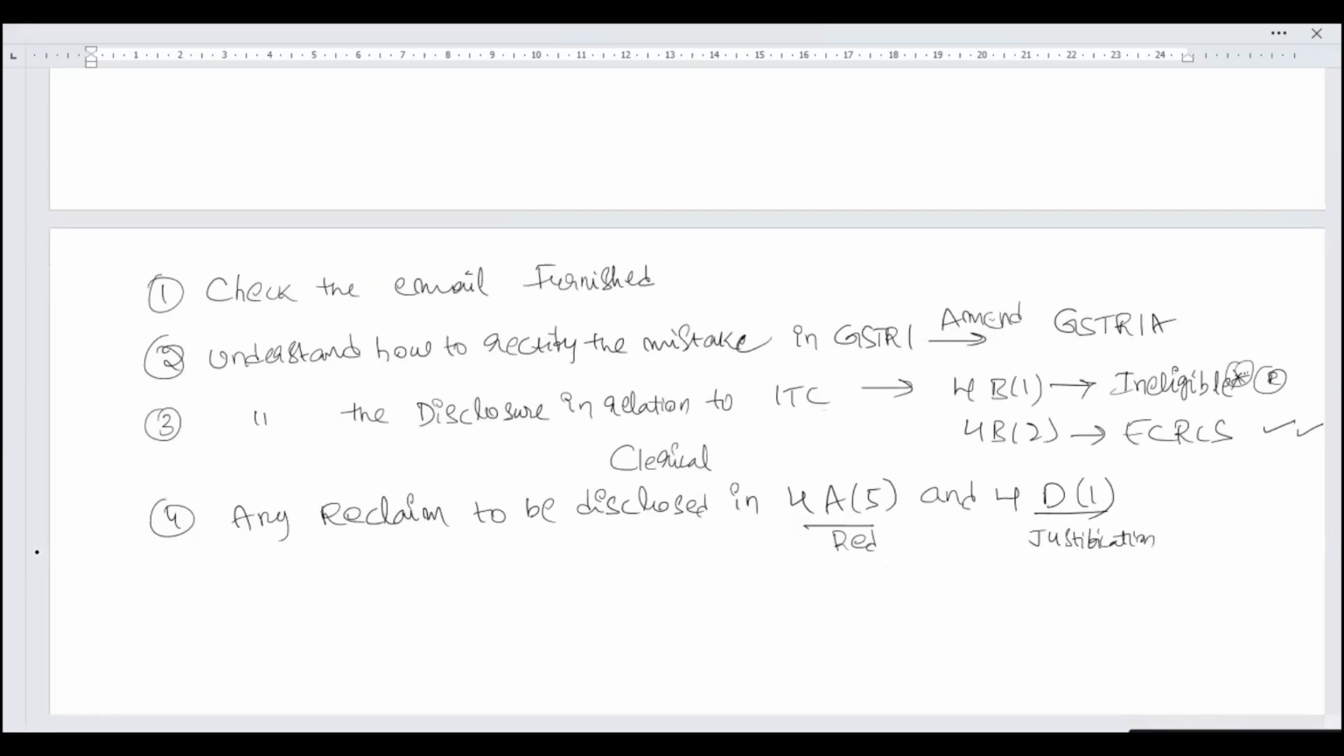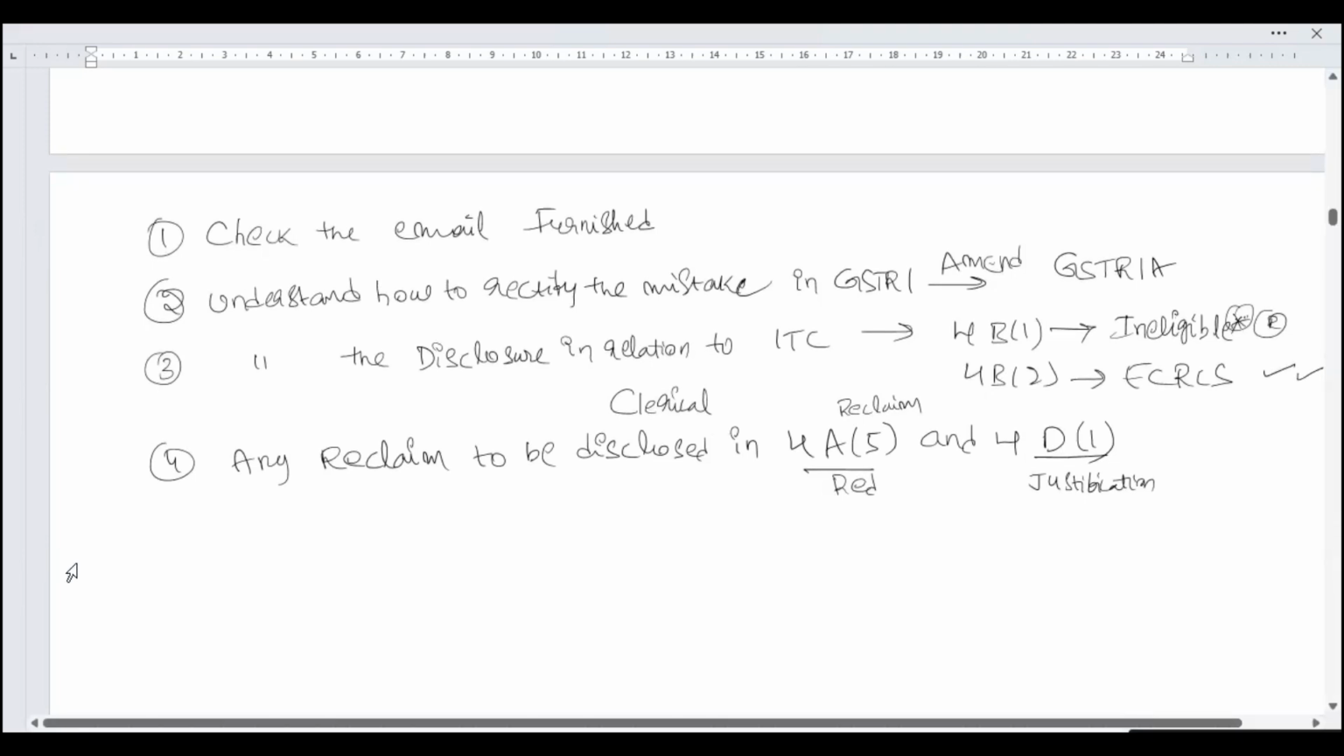Tomorrow, I'll show you one example how this 4A5, how this 4D1 is going to get auto-populated. Today, our job is to understand, to file 3B, what all homework we have to do. So we need to park the reclaim in 4A5 and justification in 4D1. This is what we need to understand.